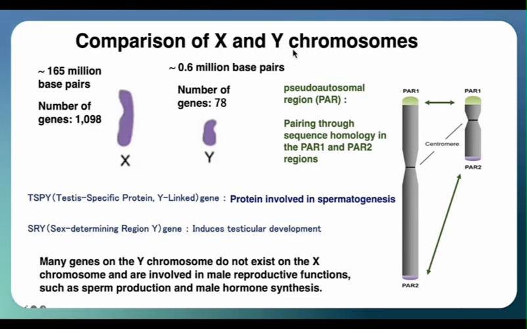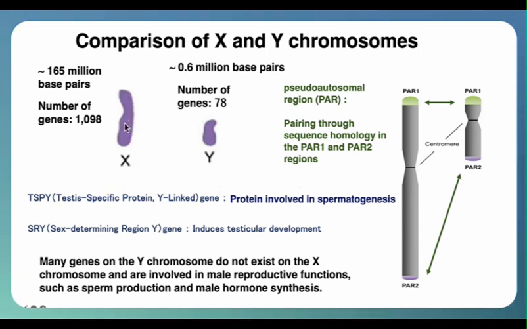Comparison of X chromosome and Y chromosome. While the X chromosome is composed of approximately 165 million base pairs, the Y chromosome consists of about 60 million base pairs. Consequently, the size of the Y chromosome is less than 1/3 of the X chromosome. The X chromosome encodes 1098 genes, while the Y chromosome encodes only 78 genes. The Y chromosome contains genes related to sperm formation and male hormone production. These genes are not present on the X chromosome.